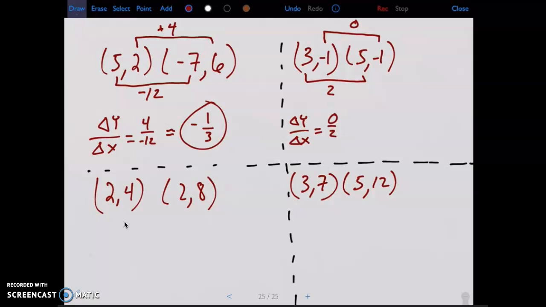So think about it. Your y's are not changing. Your y's are staying consistent. So this is going to be a slope of 0. If you just leave it 0 over 2, it's going to be tough for us to give you credit because we don't know that you know that it's 0.